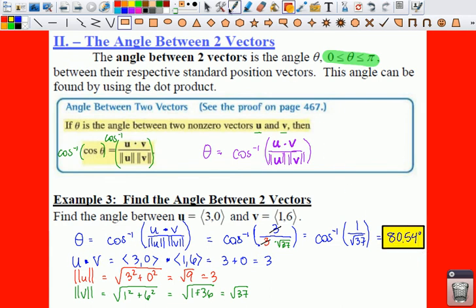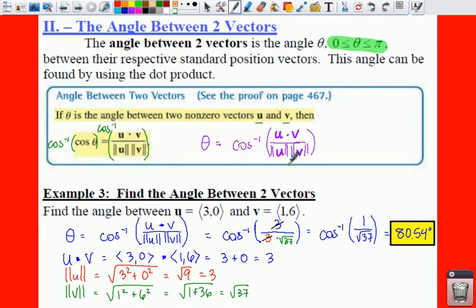Now, my friends, is how you find the angle between two vectors. You have to find the dot product of your two vectors. Then you have to divide that by the magnitude of each vector, and then take the arc cosine of it.